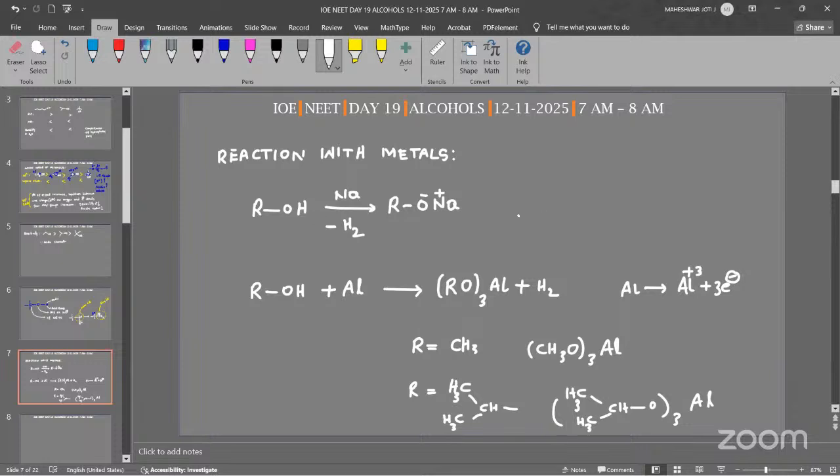Now, see, this reaction can be used to distinguish esters from alcohols, because when hydrogen gas is liberated, we can observe the effervescence, right?